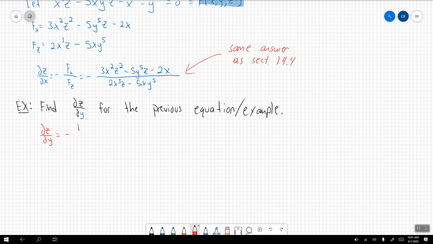Except now we would say that the partial of z with respect to y would be equal to negative the partial of the new function with respect to y divided by the partial of the new function with respect to z. And we would be able to work through that problem.